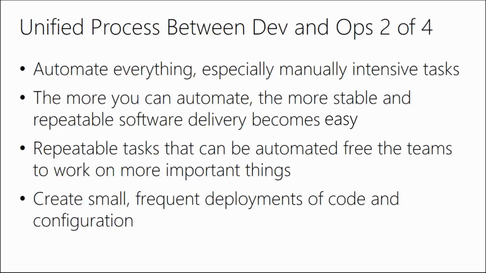So the repeatable tasks, for example, can be automated. You can free the teams to work on more important things. You can create small, frequent deployments of code and configurations. And all of these are, of course, part of the unification process between dev and ops.